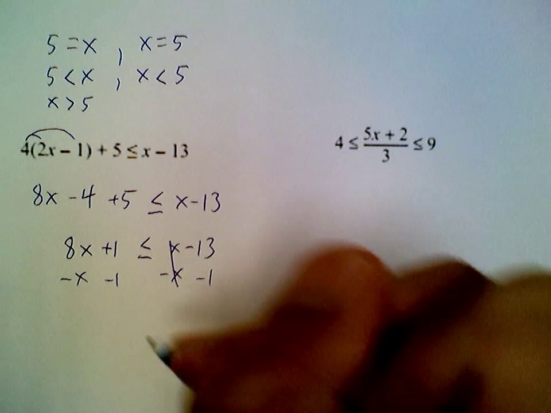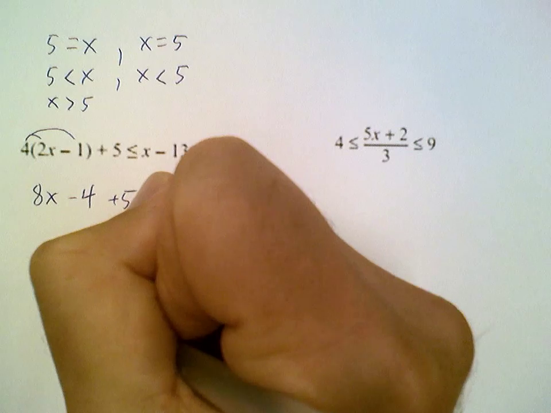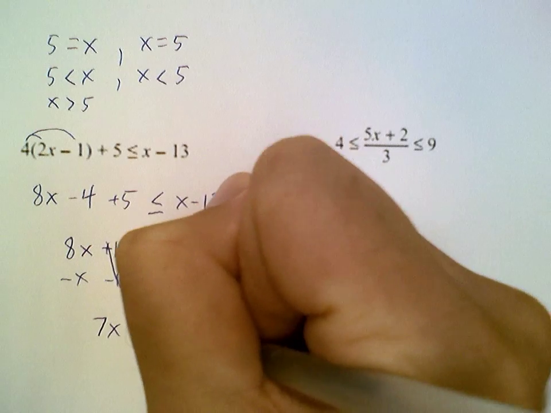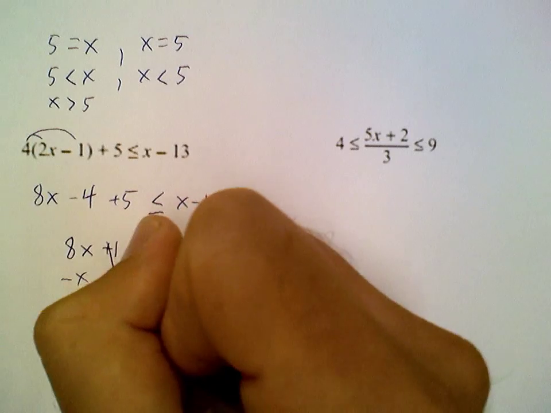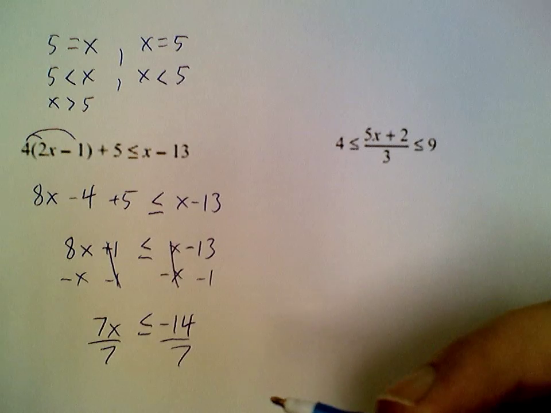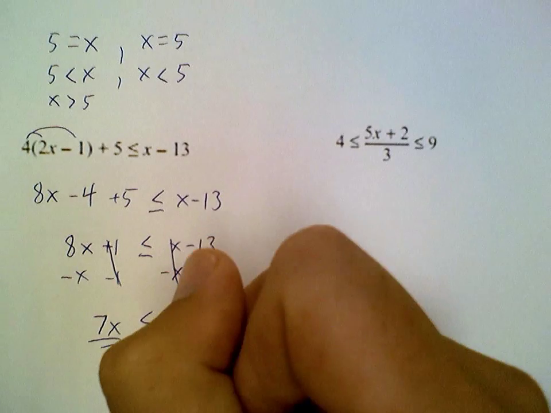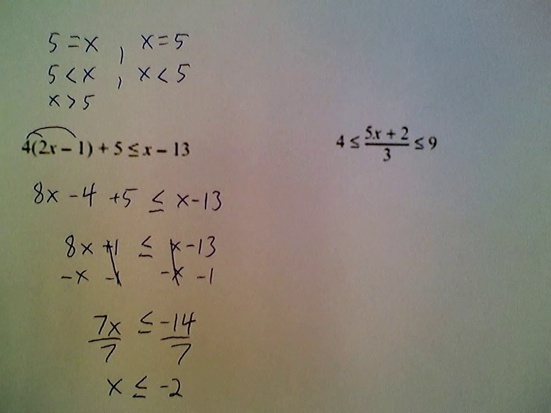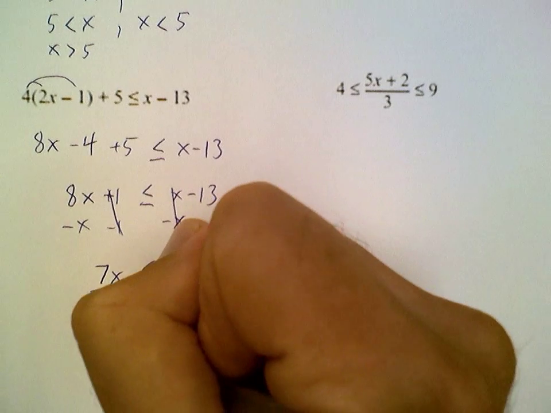x minus x cancels out. 1 minus 1 cancels out. Simplifying, 8x minus 1x is 7x. Negative 13 minus 1 is negative 14. So I end up with 7x is less than or equal to negative 14. I'm going to divide by 7. 7 divided by 7 is 1, so I end up with 1x. Negative 14 divided by 7 is negative 2, so I end up with x is less than or equal to negative 2.